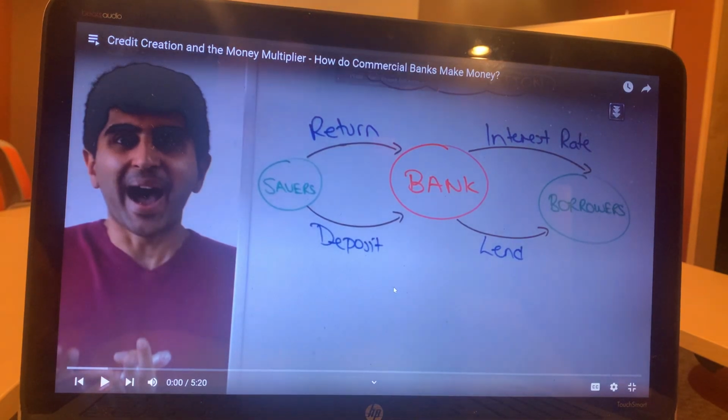Now we'll start the adult course. We're going to start with credit creation and the money multiplier equation, and then move on to the differences between commercial and investment banking.